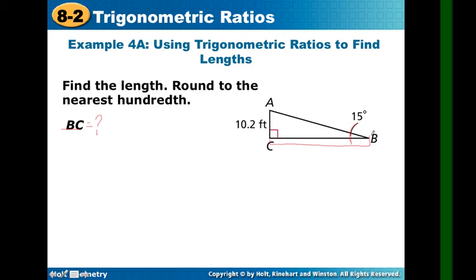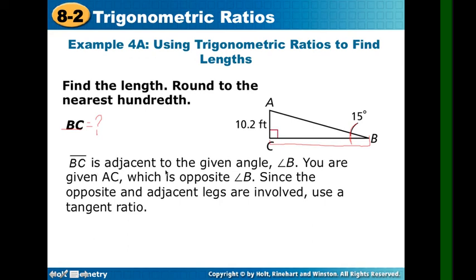Ano ang relationship ni B dito sa side na to? That is adjacent, tama. Ano ang relationship ni B dito sa 10.2? Opposite, tama. So, meron tayong opposite na given at adjacent. Sa SOHCAHTOA, alin doon yung may opposite at adjacent na ratio? Tama, tangent ang gagamitin natin. So, BC is adjacent to the given angle. Angle B, you are given AC, which is opposite to angle B. Since the opposite and adjacent legs are involved, use the tangent ratio.